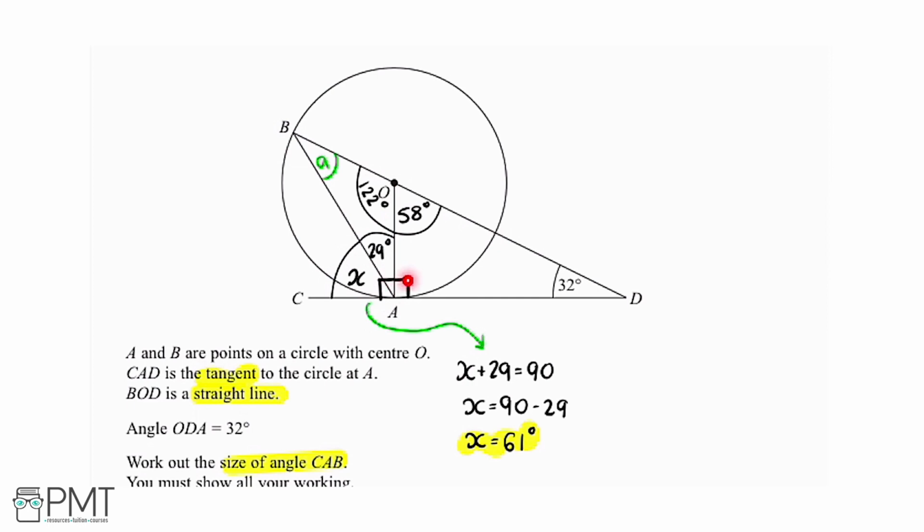So we got our first mark here for working out that this is 90 degrees. We got our second mark for going through the process to work out this is 29 degrees. We get our third and final mark for the correct answer of 61 degrees.